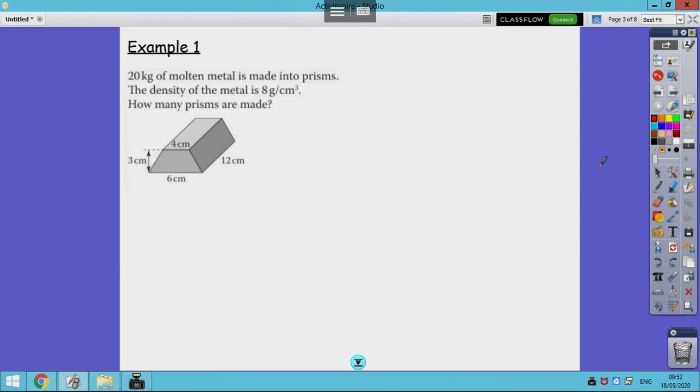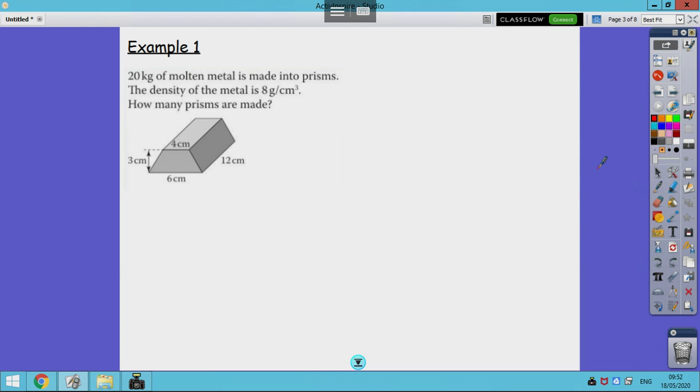So let's just have a quick read of it. 20 kilograms of molten metal is made into prisms. The density of the metal is 8 grams per centimetres cubed. How many prisms are made? The first thing we've got to think about is, what is the volume of that molten metal if it has a density of 8 grams per centimetres cubed and it's got a mass of 20 kilograms.